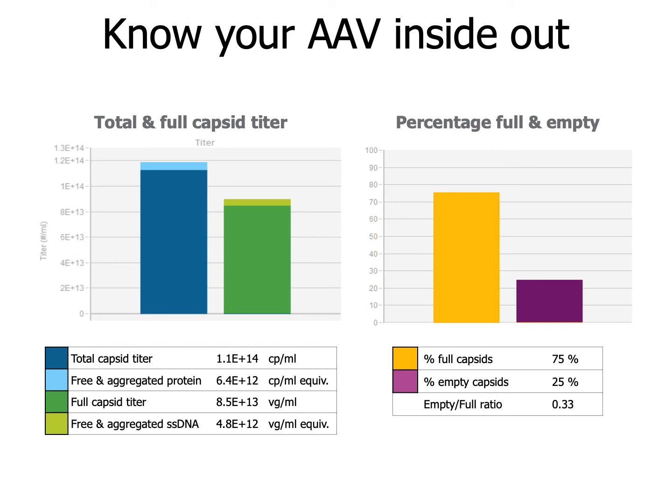The total height of the green bar is the total amount of DNA expressed as the total number of viral genomes that you can make. Light green is extra DNA, and dark green is the number of intact full AAV capsids. Dividing dark green, so the full capsids, by dark blue, so the total capsids, gets you a percent full number. This is shown in yellow on the right graph. Purple is percent empty, which is just the remainder. Empty-full ratio is purple divided by yellow.